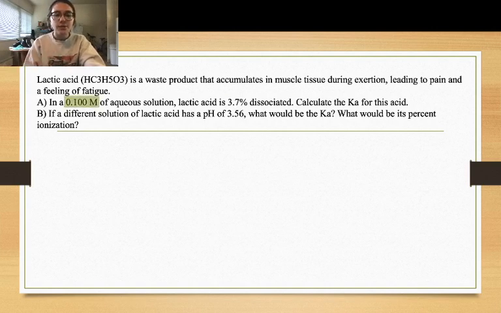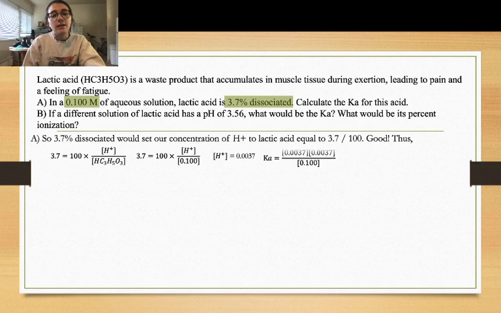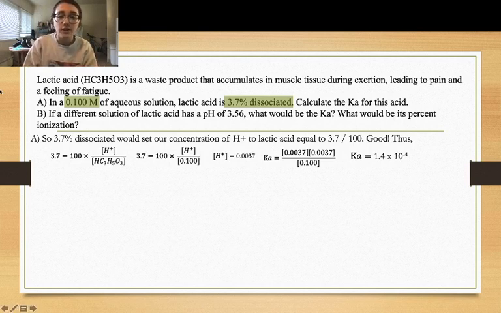In part A, we already noticed that we're using 0.1 of an aqueous solution and it's 3.7% dissociation. So we can set that equal to the concentration of H plus over the lactic acid, and then we work through and find that the Ka is equal to the concentration of H plus times the concentration of the conjugate base all over the total concentration of the acid, which we can see we get all from above. Cool. Now, something I wanted to highlight here really quickly is that H plus and the conjugate base are going to equal each other.